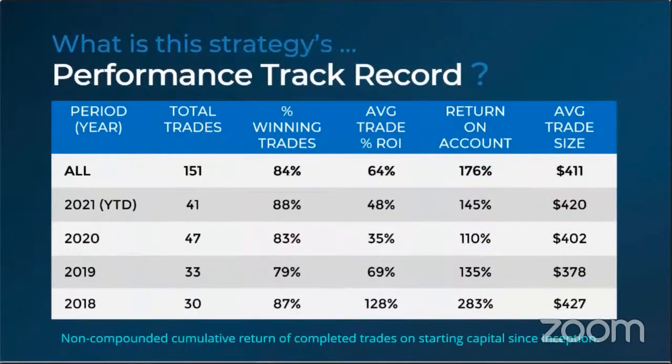If you take a look at this chart, since inception, you can see that we've had 151 total trades, of which 84% have been winning trades for an average ROI of 64%. That would be an annualized return on account of 176%, and that's a non-compounded return. I'll talk more about that in a moment.